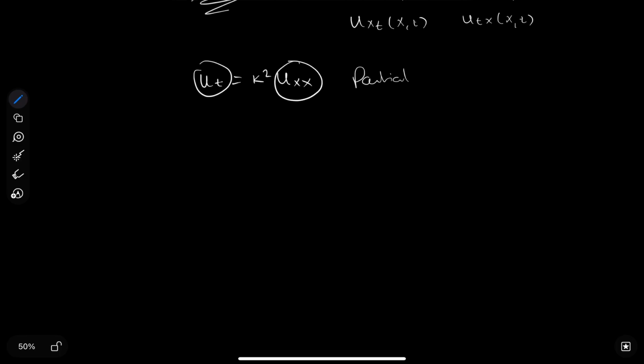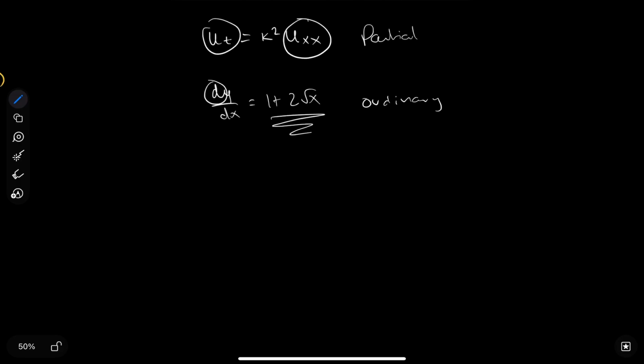Now if we have, say, dy dx equals 1 plus 2 square roots of x, doesn't matter what's over here, we only care that this is a total derivative, so it's ordinary. We can also have sums of derivatives, or higher order derivatives, so you could have the second derivative with respect to x, plus 2y, it doesn't really matter what that function is, dy dx, again, total derivative, equals who cares. And again, total derivative, so this is ordinary.